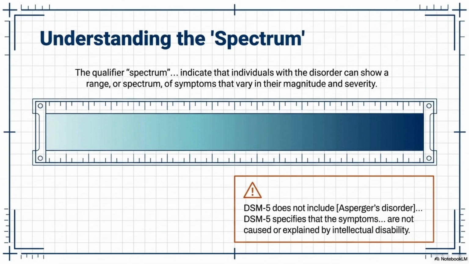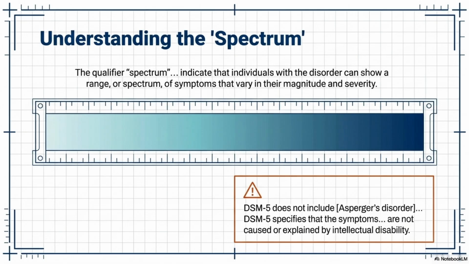Oh, it caused absolute panic. The textbook notes that parents of children with Asperger's were terrified that by losing this specific label, their children would no longer meet the clinical criteria required to receive vital special education services and state-funded support. It highlights how purely clinical decisions in a textbook have massive, tangible impacts on the survival resources of families.